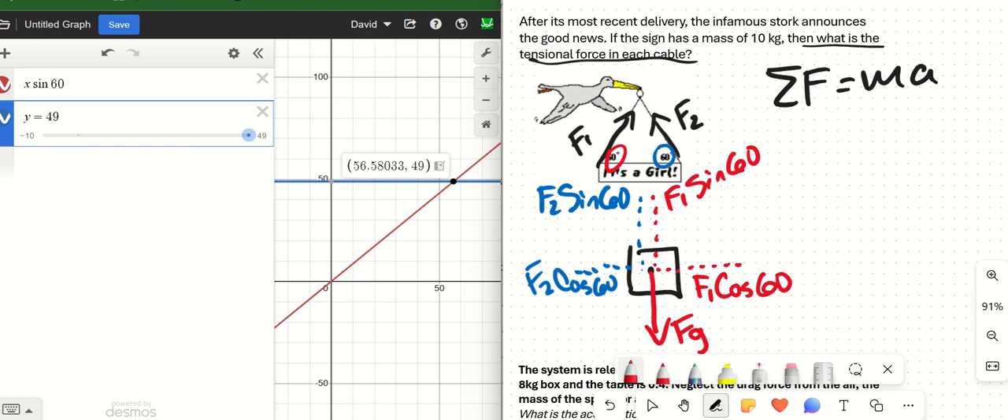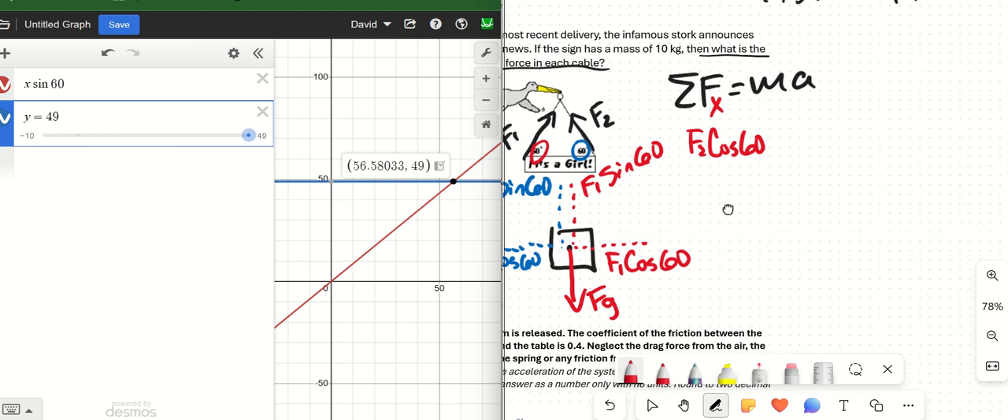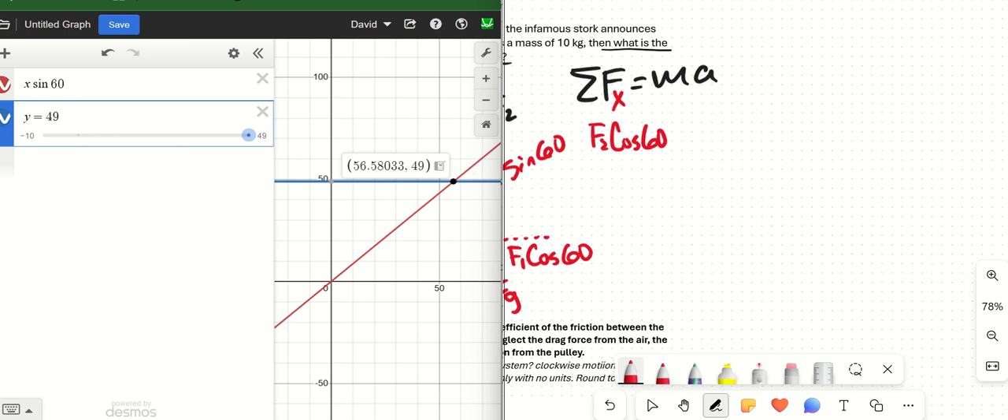Okay, so what I can do is look at each component. Let's look at the x component first and see what we get. I'm going to have F2 cos 60 plus F1 cos 60. And this is going to have no acceleration to it, so I'm going to set this equal to 0. And I know that this is negative and the other one is positive.